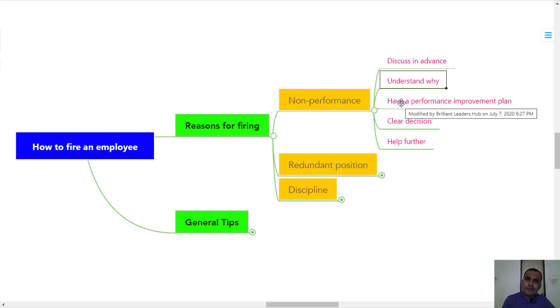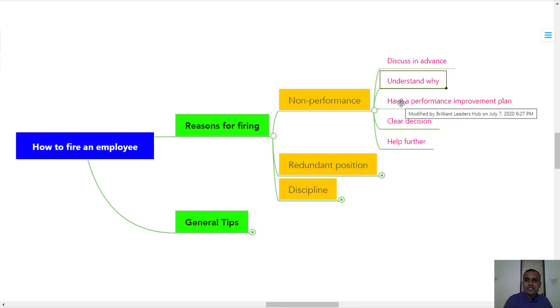And then if there is any kind of training that is required, if there is any kind of shift in attitude that is necessary, discuss all those details and put it in a formal performance improvement plan. In large organizations or established organizations, there are standard HR processes that are in place for performance improvement planning.